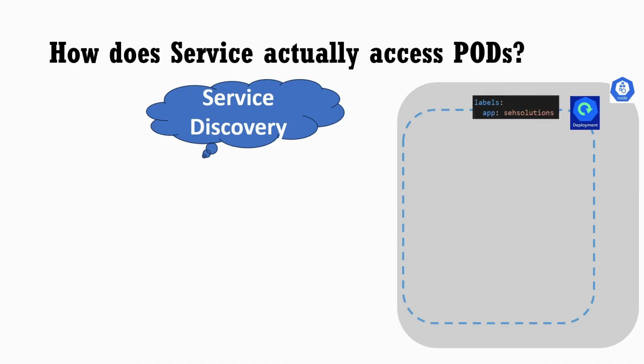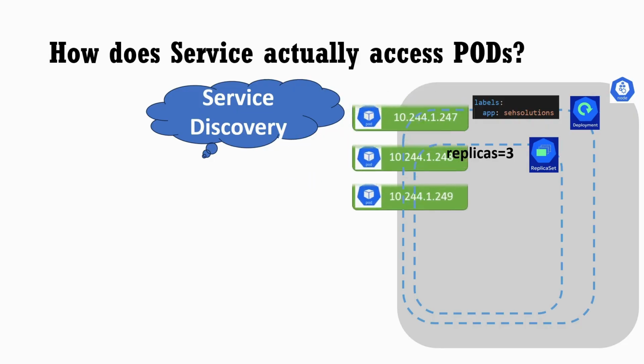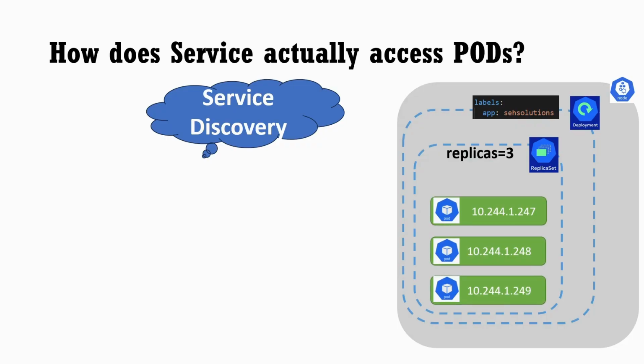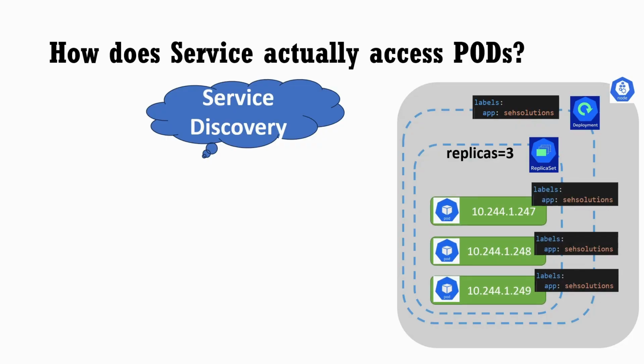For example, app is equal to SEH solutions. A label is nothing but a tag attached to a resource. Now this deployment will create a replica set. Let's say in the deployment, we mentioned replicas is equal to 3. So the replica set will create 3 pods, and all of 3 pods will automatically have the same label, which is app is equal to SEH solutions.